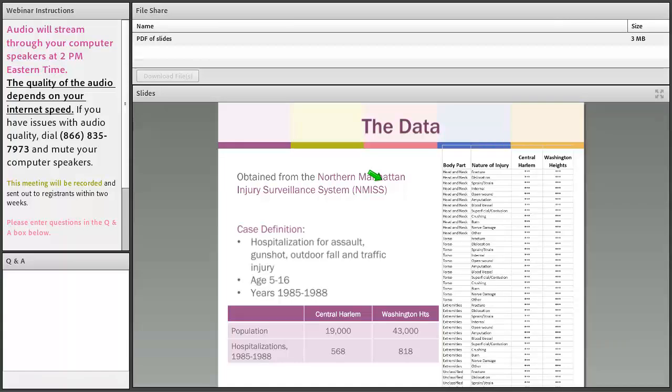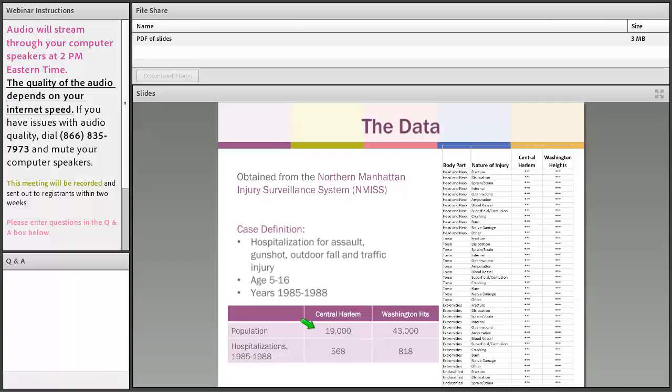So they looked at the data from their Northern Manhattan injury surveillance system. They were interested in assault, gunshot, outdoor fall, and traffic injuries among kids ages 5 to 16. And like I said, these are pretty old data, 1985 to 1988. And they found that among Central Harlem kids, there are 568 hospitalizations in those 4 years versus 818 in Washington Heights. Now, it sounds like there are more injuries in Washington Heights.